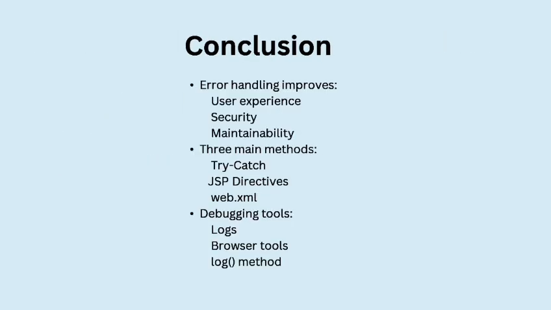Error handling is very important in web applications. It improves user experience, enhances security, and makes the application easier to maintain. There are three main error handling methods available: try-catch, JSP directives, and web.xml configuration. And for debugging, we use logs, browser tools, and the log method. Proper error handling and debugging ensure reliable and user-friendly applications.